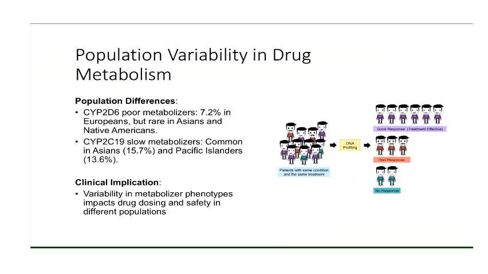Population differences in metabolizer phenotypes significantly impact drug therapy. For instance, 7.2% of Europeans are CYP2D6 poor metabolizers, while this phenotype is rare in Asians and Native Americans. Similarly, slow CYP2C19 metabolism is much more common in Asians and Pacific Islanders. Such variability highlights the importance of tailoring drug therapy to individual genetic and ethnic profiles.